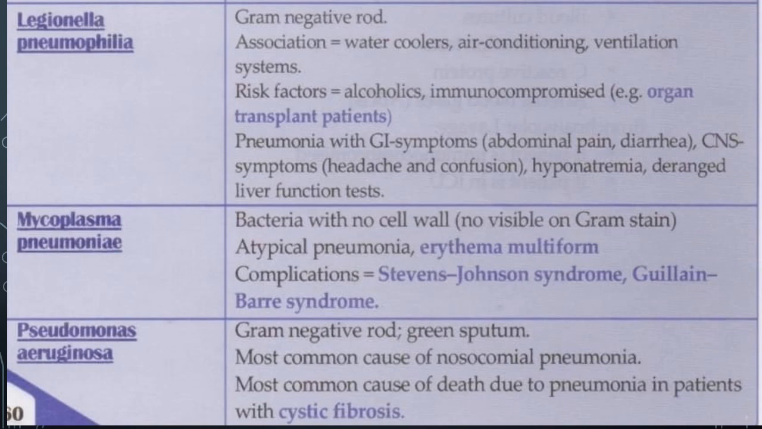Mycoplasma pneumoniae is also a cause of atypical pneumonia. Bacteria with no cell wall, so there is no visibility on gram staining. It will cause atypical pneumonia and erythema multiforme is also caused by mycoplasma. The complications may include Stevens-Johnson syndrome and Guillain-Barré syndrome. Pseudomonas aeruginosa is a gram-negative rod and it is the most common cause of nosocomial pneumonia. Most common cause of death due to pneumonia in patients with cystic fibrosis.